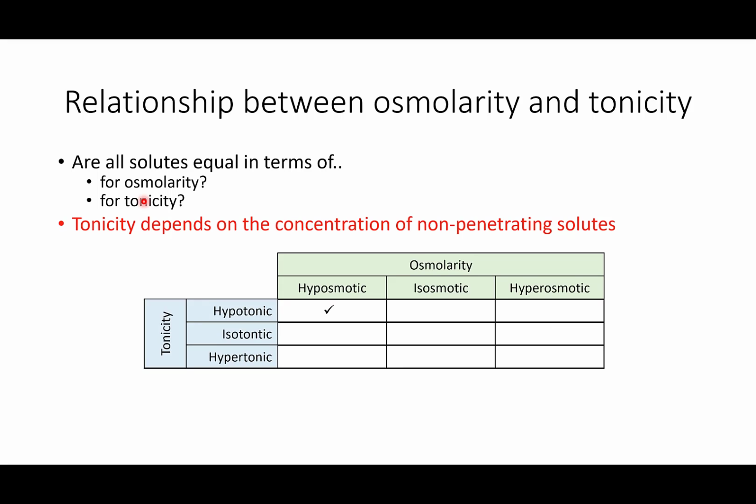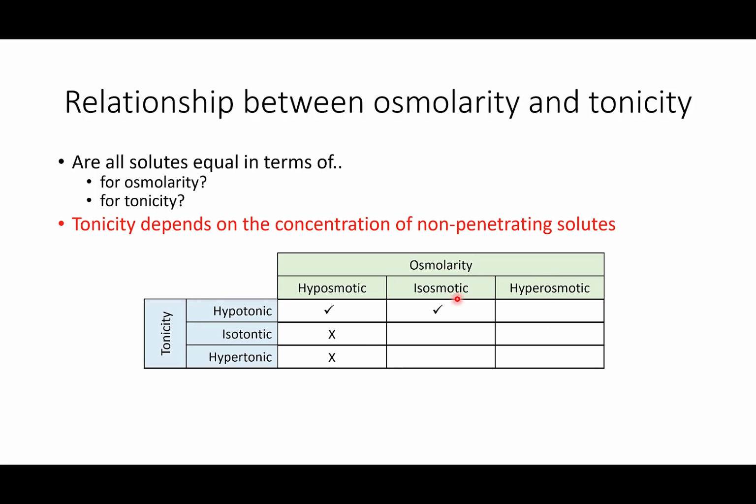So what that means is if you have a hypoosmotic solution, it's always going to be hypotonic. The reason for that is you just don't have enough solutes outside the cell. Even if they're all non-penetrating, they're still less, and so it's going to be hypotonic. Can it be isotonic? No. Can it be hypertonic? No.